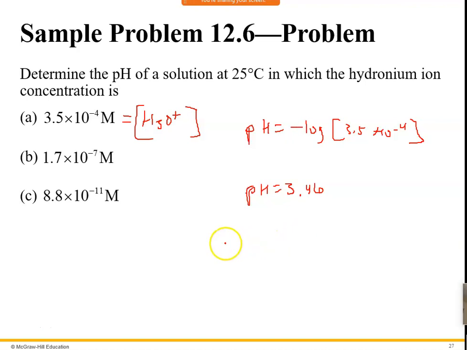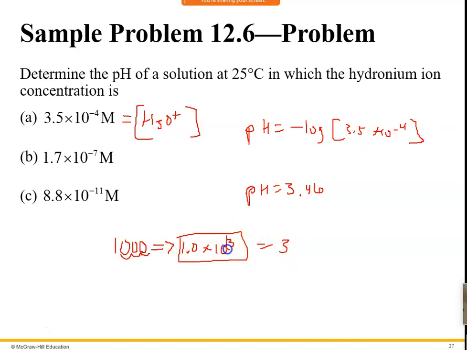It's the power on the 10 of the number. So, for example, if you have the number 1,000, if you were to transform this into scientific notation, it'd be 1.0 times 10 to the third, because if I move this over 3 places, I have 10 to the third. If I were to take the log of this number, the answer is 3.